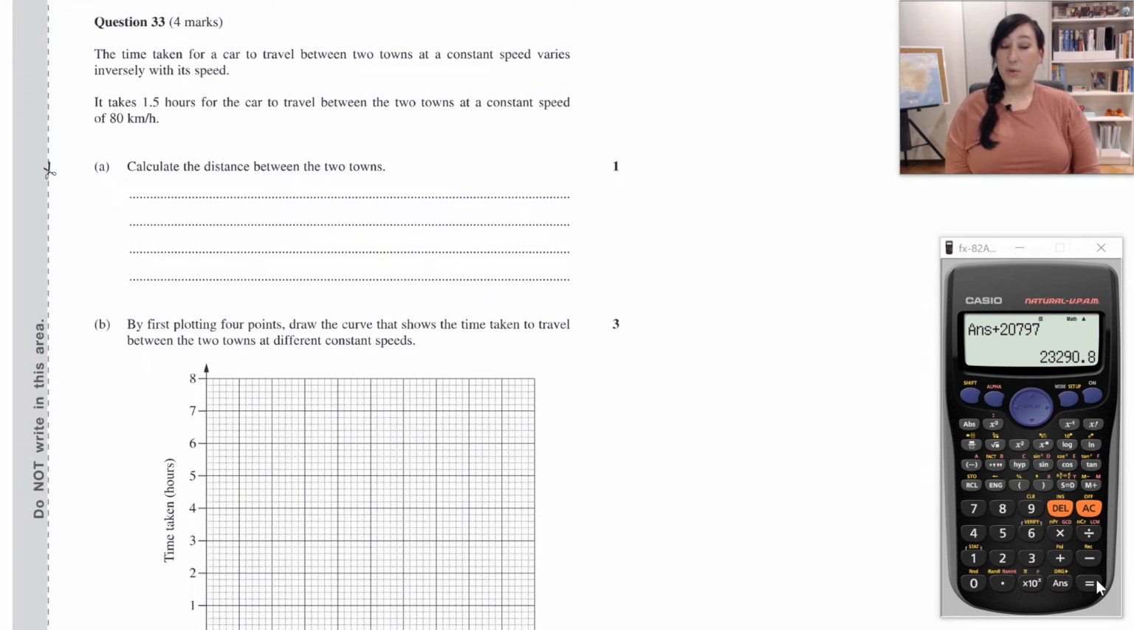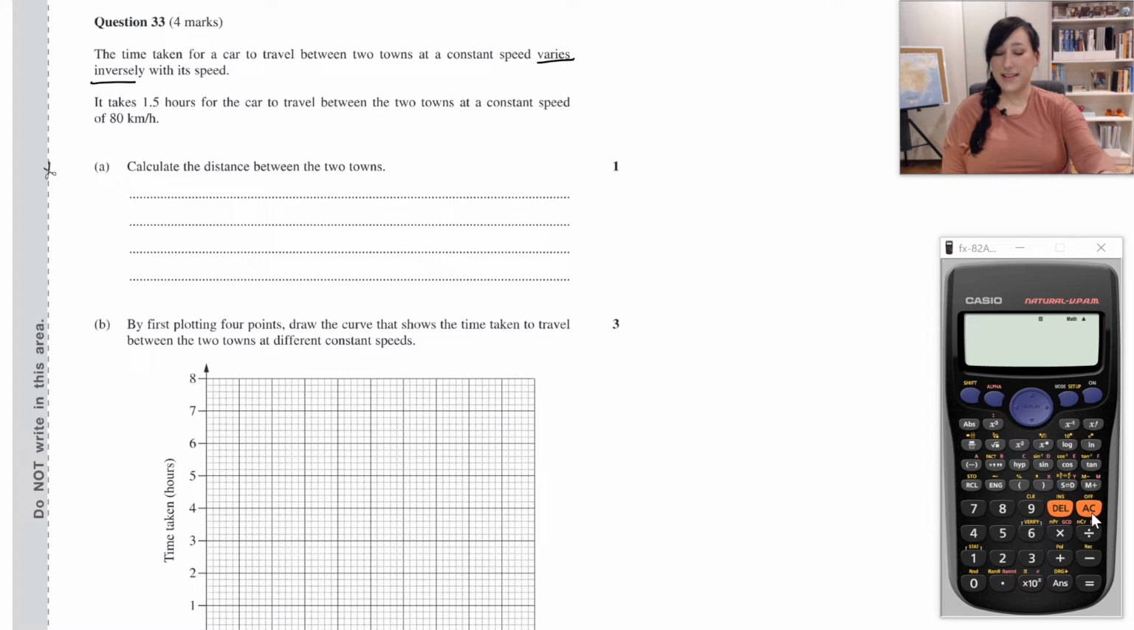All right, question 33 says, the time taken for a car to travel between two towns at a constant speed varies inversely with its speed. It takes 1.5 hours for the car to travel between the two towns at a constant speed of 80 kilometers per hour. Part A says, calculate the distance between the two towns. So this is a distance, speed, and time question, but also a question of inverse variation.